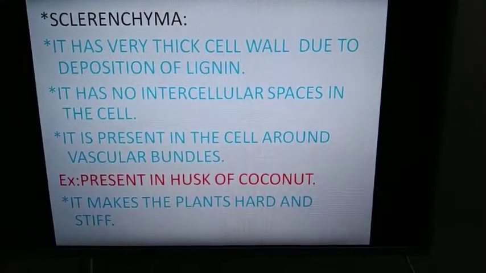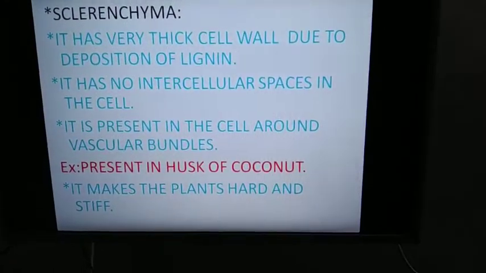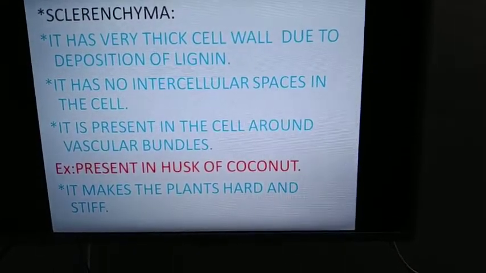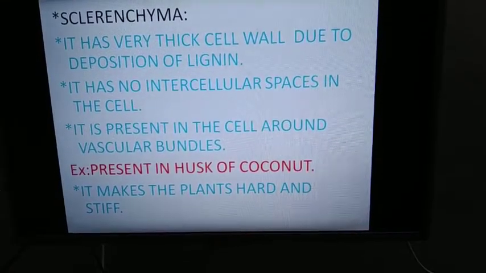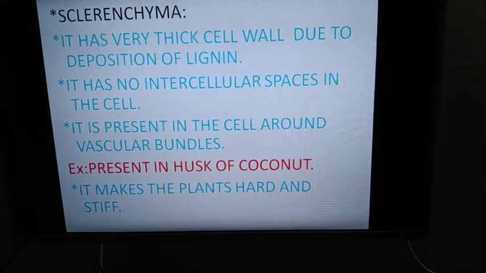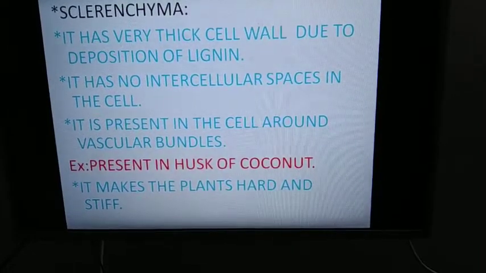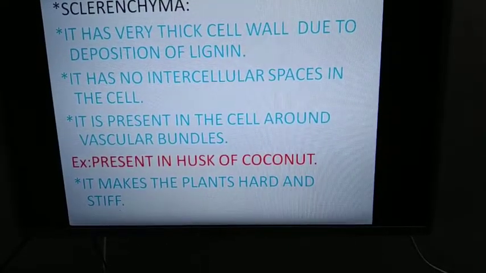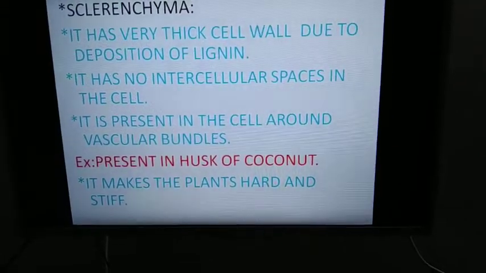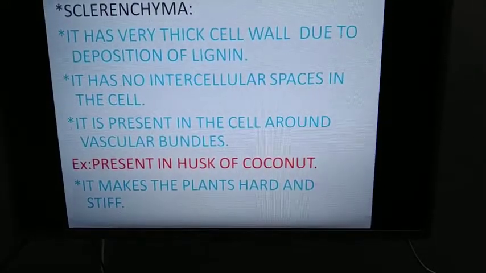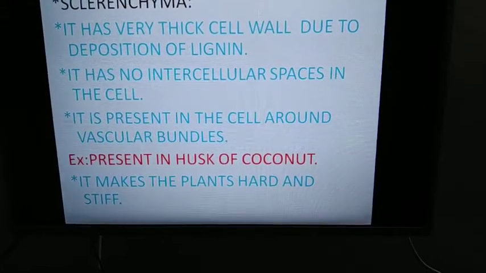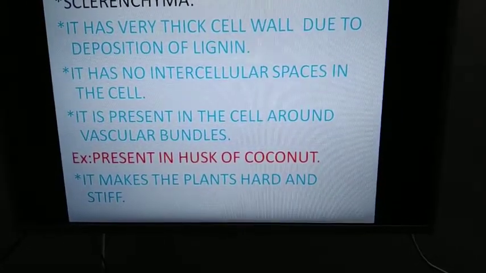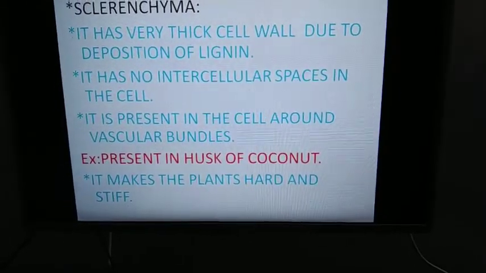Next, sclerenchyma. Its cell wall is very thick because its specialty is the deposition of lignin. Sclerenchyma is very hard and doesn't have any intercellular space, so its cells are dead. It helps in making the plants hard and stronger. It is present in the husk of coconut and in vascular bundles, etc.